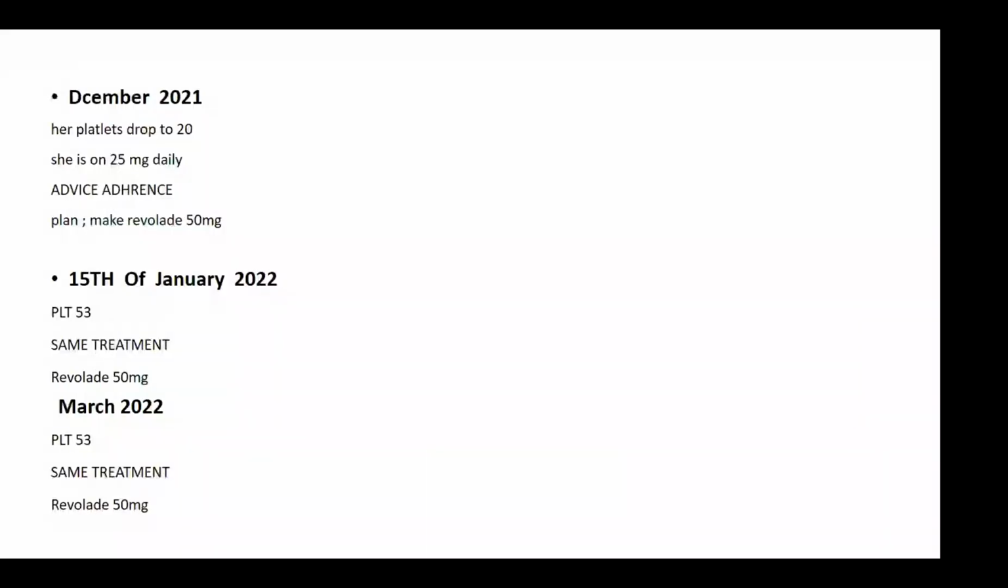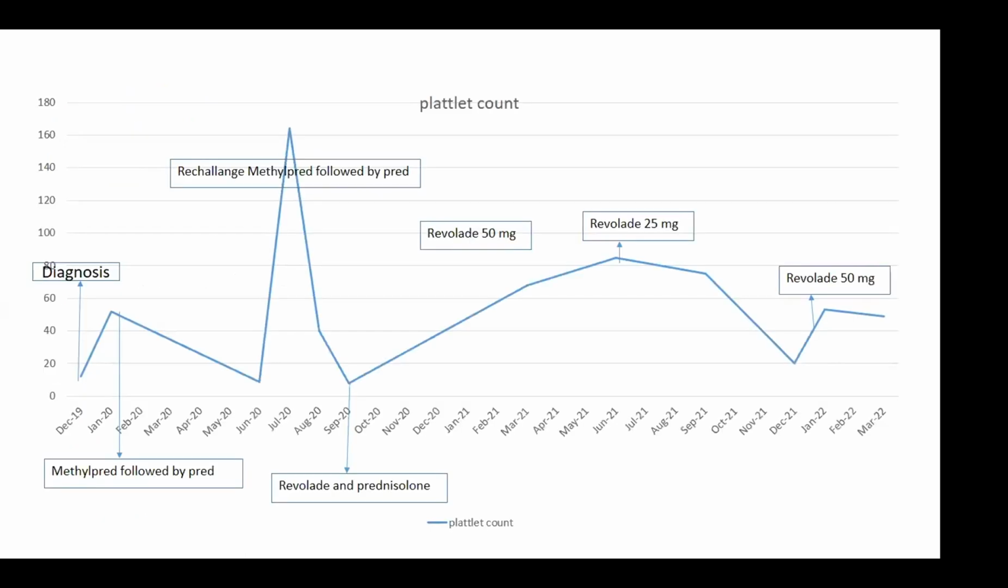In December 2021, her platelet count dropped to 20, so we increased the dose of Revolade to 50 milligram. We gave her advice about the diet and dairy products, and also advice on adherence to treatment. In January 2022, platelet count was 53, and we kept the same treatment. I recently saw this patient in March, her platelet count was 53, and I kept her on the same treatment, Revolade 50 milligram.